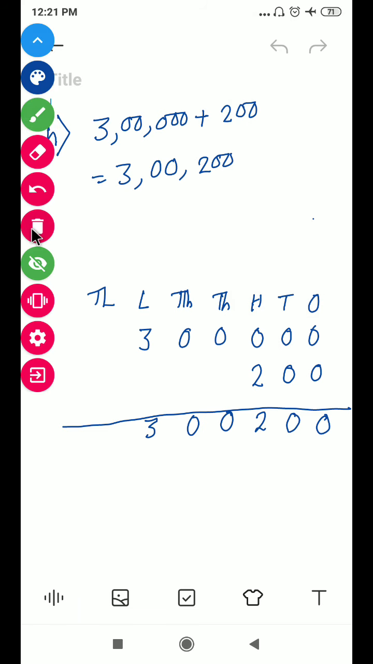Now go to our next type of problem, question number 3. Here is given fill in the blanks. So the first one is given here: 87,560 is equal to 80,000 plus dash plus 500 plus again one blank space. So you have to fill in these blank spaces.